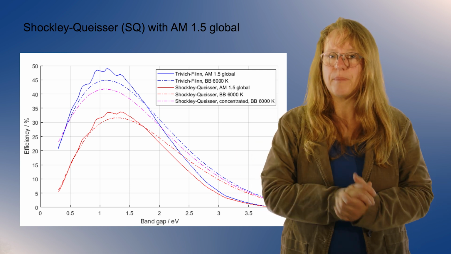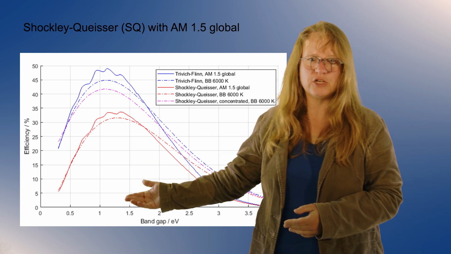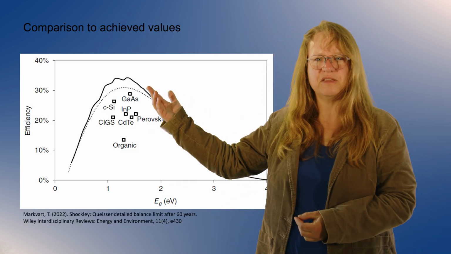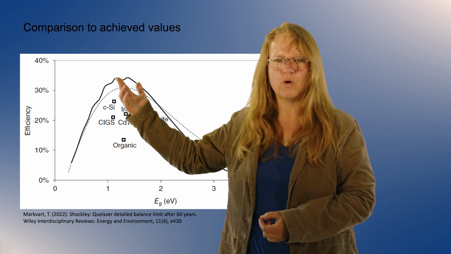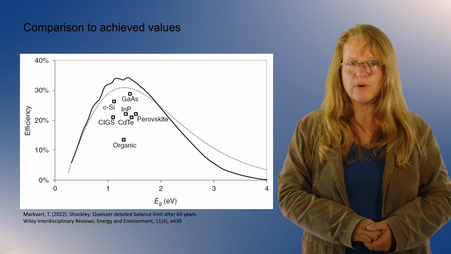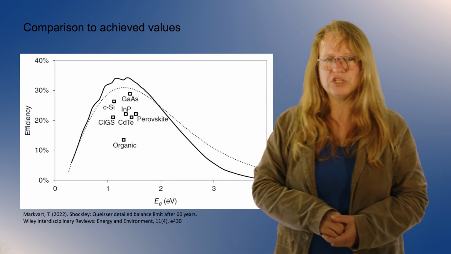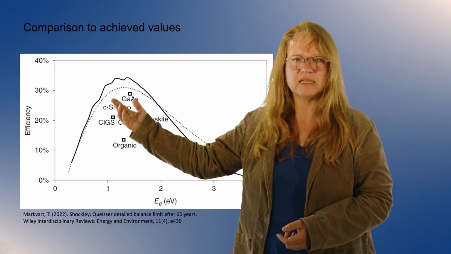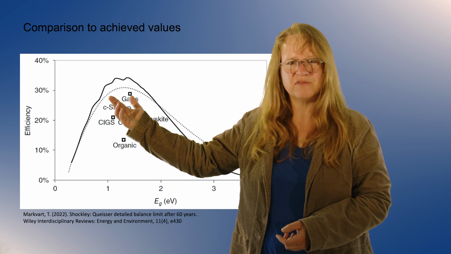So finally, let's compare the results with what has been achieved. And this graph here I took from the Marquardt paper cited down here. So here we see again the efficiency for 1 sun illumination, first of all for the AM 1.5 global and also in dashed for the black body radiation. And we see here different types of solar cells and what efficiency has been achieved. And for crystalline silicon, the efficiency that has been achieved is here around 27%.